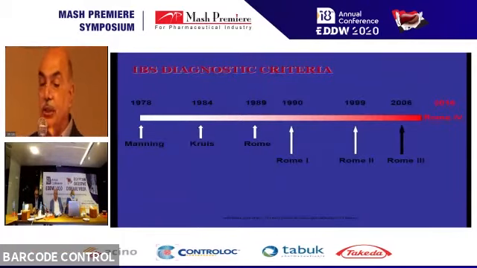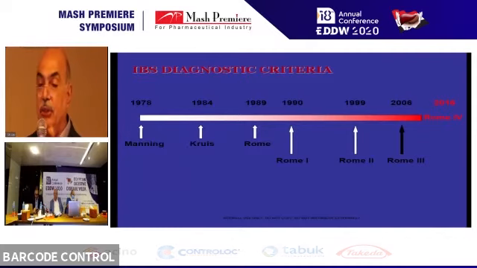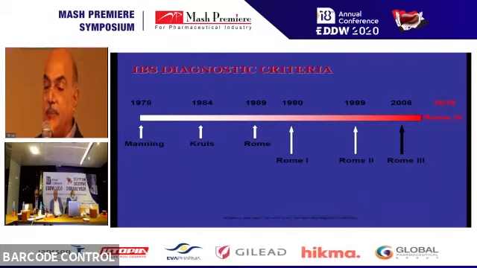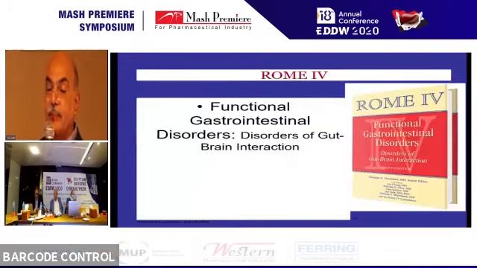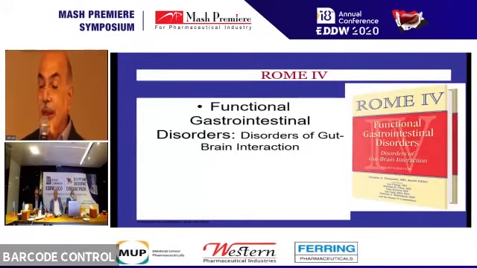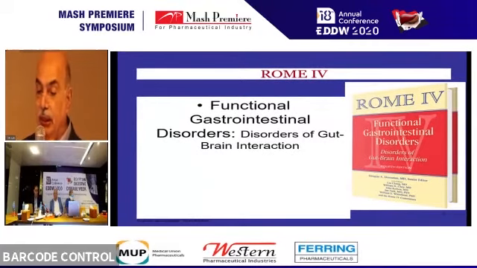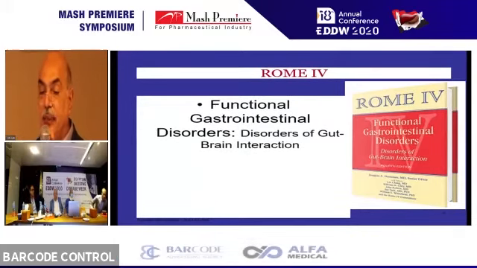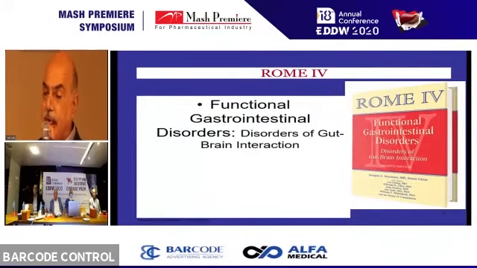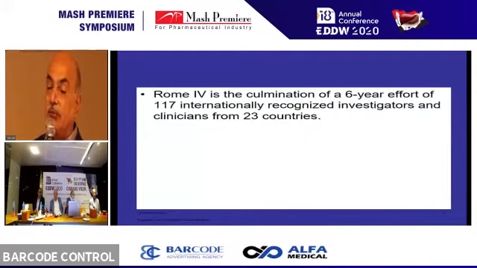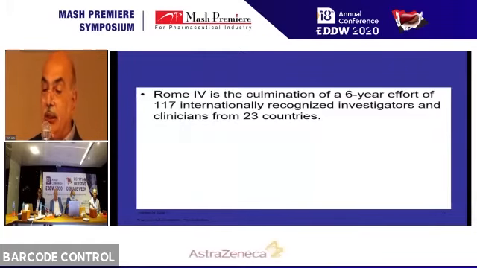This is the journey of putting criteria for the functional disorders of the gut, IBS and dyspepsia, ending with Rome 4, which was in 2016. This is Rome 4, which raised the possibility that these functional disorders are due to disorders mainly of the gut-brain interaction. It was the heavy work of many specialists in this field.